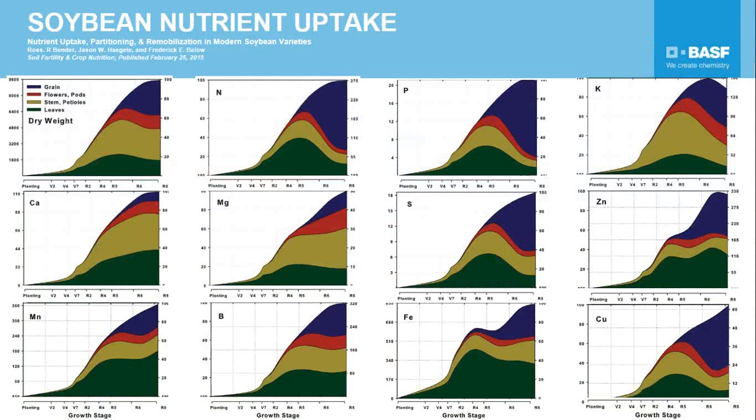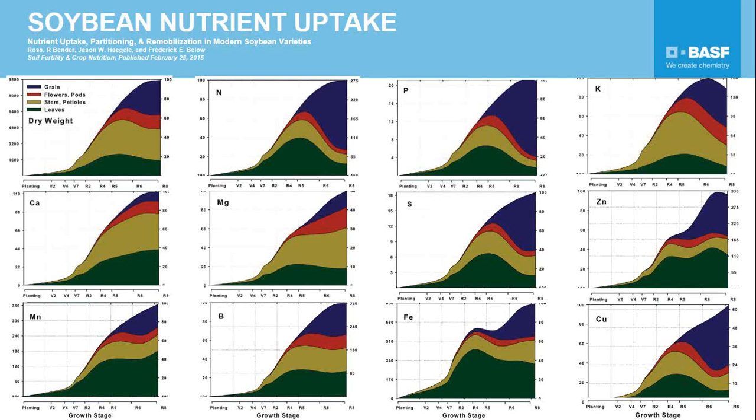We've spent a lot of time, this is information from Fred Below and Ross Bender at the University of Illinois, understanding when certain nutrients were taken up in the plant, and trying to get those nutrients in place based on the time that they're needed. But you'll note that there's some big differences if you look at a nutrient like zinc, for example.